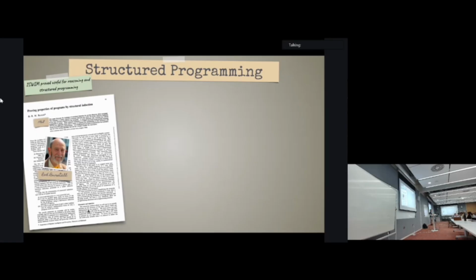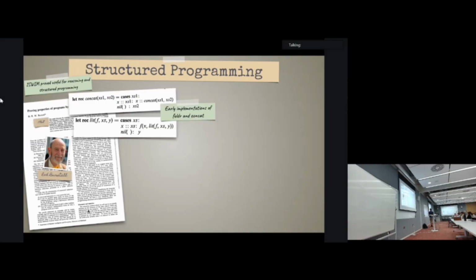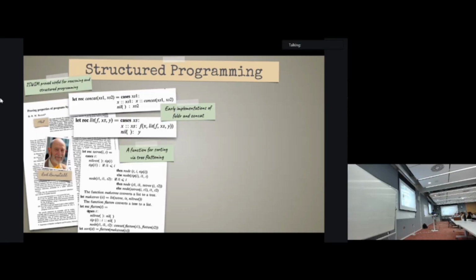That's very much a structure based on the structure of the data that you're consuming. So the expression is a tree, and therefore the program that we write goes over that tree and uses induction. And that was explored quite thoroughly in around '68 by Burstall, and he started thinking about things like foldr and concat, which we call them today, which are basically generalized programs for recursing through things. And he talked about having a function for sorting via tree flattening.